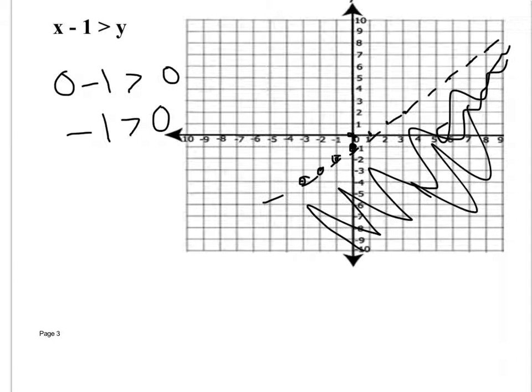So if it's not true, you shade on the right side? I shade on the other side. Is that all we're doing, just shading? Yeah. Graphing inequalities and shading.